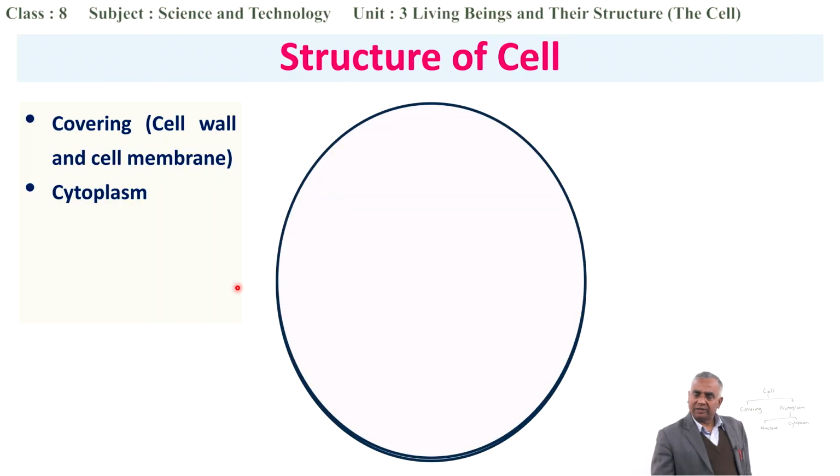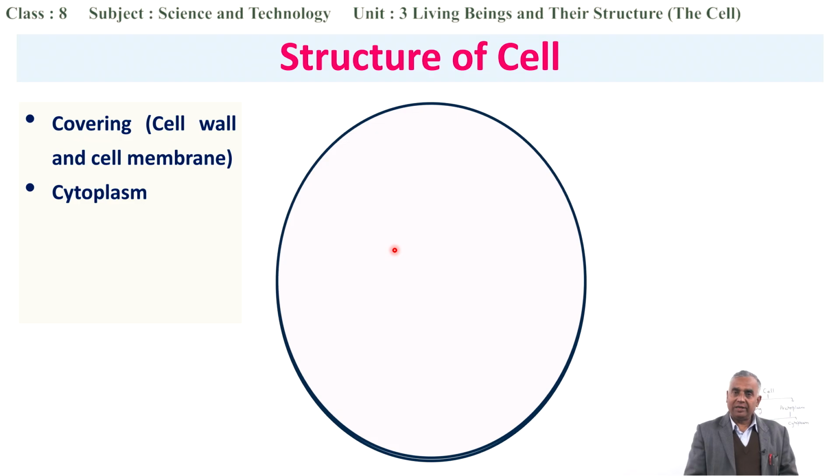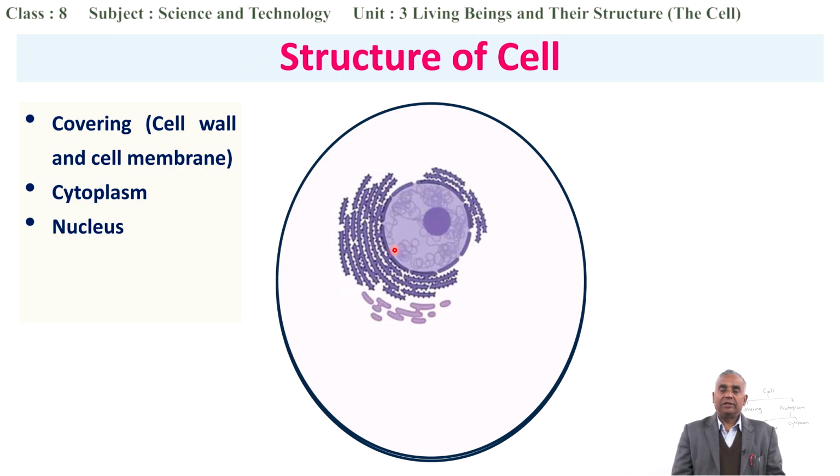Inside the cell membrane or cell wall, what is felt? Cytoplasm. Or you can say protoplasm, that is not incorrect. Cytoplasm is a part of protoplasm. Protoplasm is nucleoplasm and cytoplasm combined. They are formed as protoplasm. Now the next one is the nucleus.